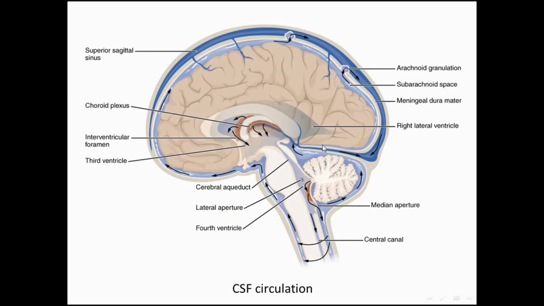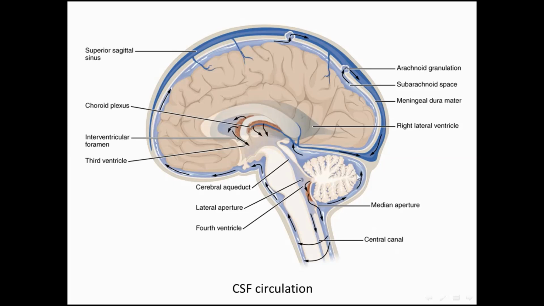This illustration shows the CSF circulation. As we know, CSF is produced from the choroid plexus. It fills the lateral ventricles. It goes through the interventricular foramen to the third ventricle, and then through the cerebral aqueduct to the fourth ventricle, and then via the lateral and median apertures to the other arachnoid cisterns and to the cisterna magna, and it goes all the way down to the spinal canal.